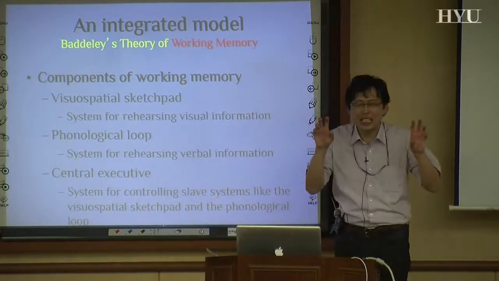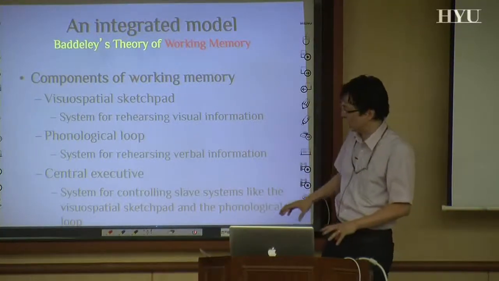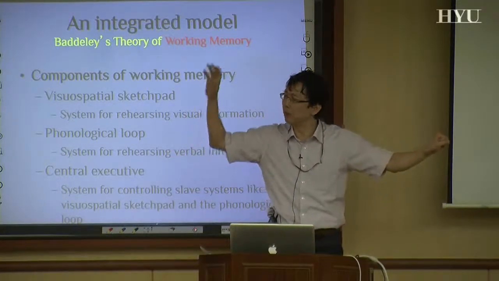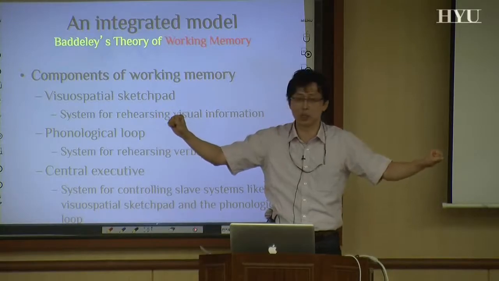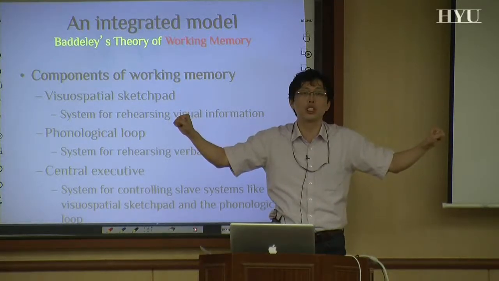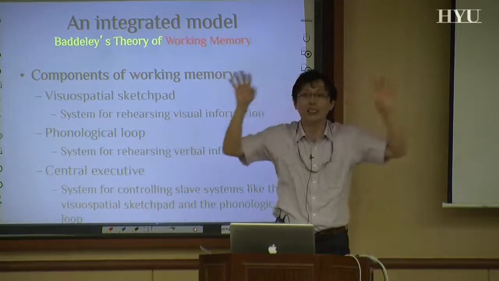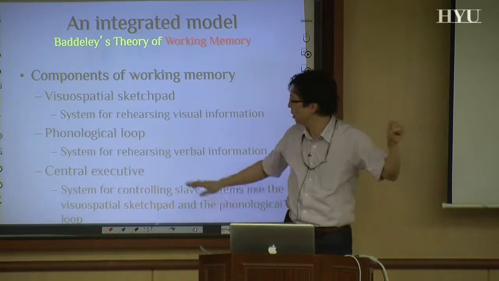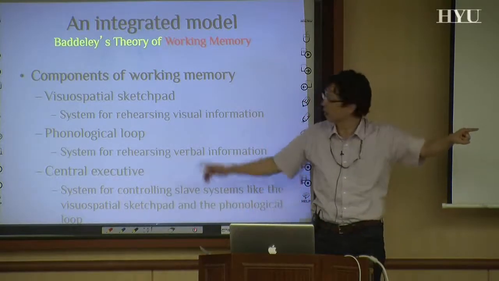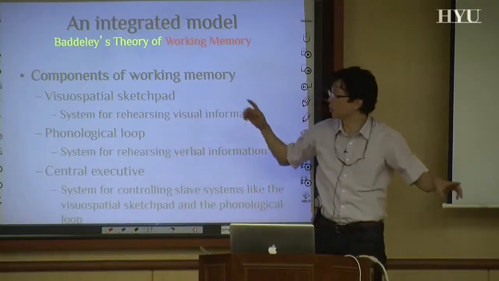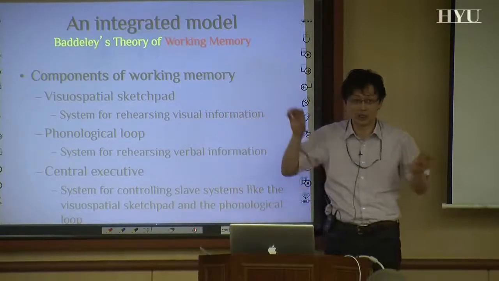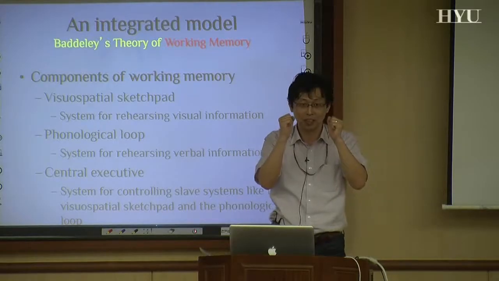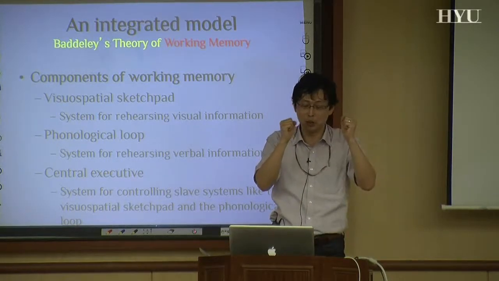And then what makes his theory cunning is, we have two slave systems. One is the phonological system, the other one is the visual sketchpad. And the central executive, something in the middle, is controlling it. Sometimes you tell this one to do it, command it, or sometimes when some information comes in, you tell that one to do it. The central executive is kind of a commander. And sometimes you have to use this one, sometimes that one.